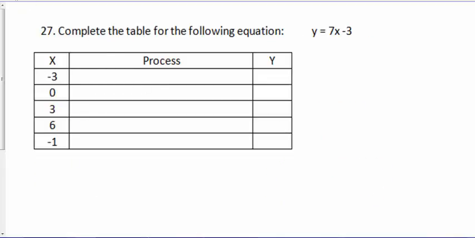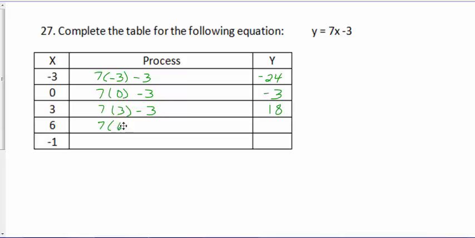All right. Last problem. Complete the table for the following equation. So this is 7 times -3 minus 3. So that's -21 minus 3 is -24. 7 times 0 minus 3. Well, that's just -3. 7 times 3 minus 3. 7 times 3 is 21. Minus 3 is 18.